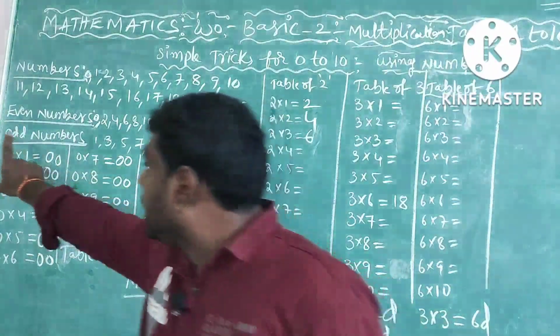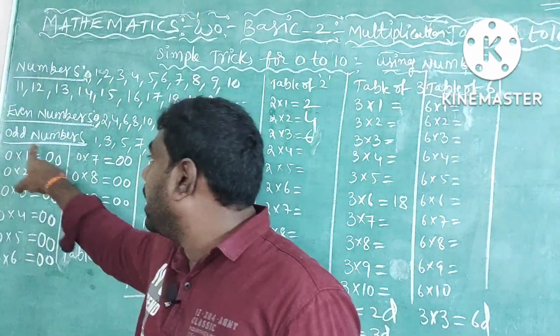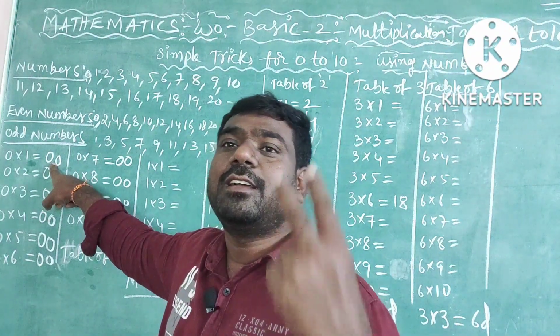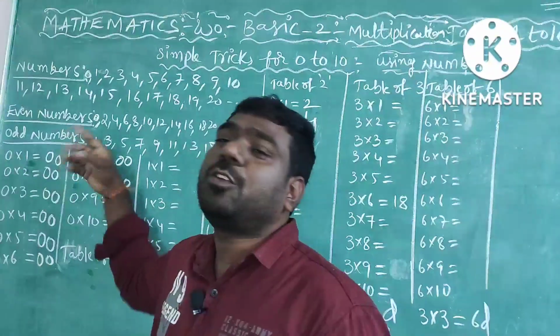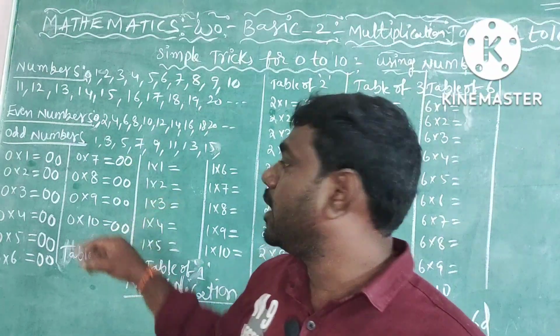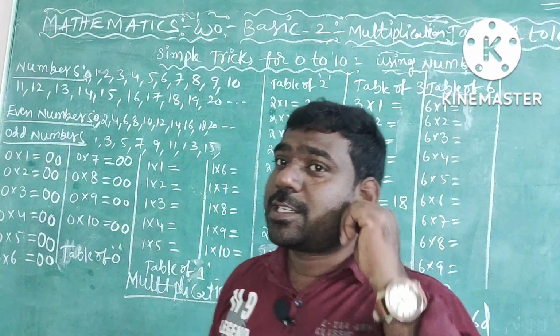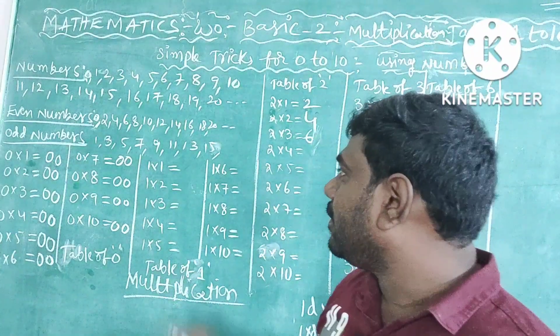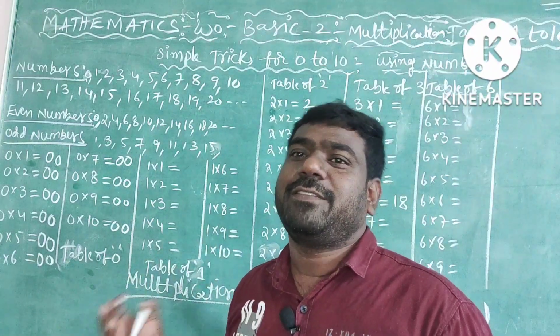See here, it is 1 digit and 1 digit, so the answer should be represented in 2 digits. That's why I have written 2 zeros here. That is the logic. Don't get confused here. Okay, the 0 table is finished. Next, the 1 table. The 1 table is very easy, we can write it.